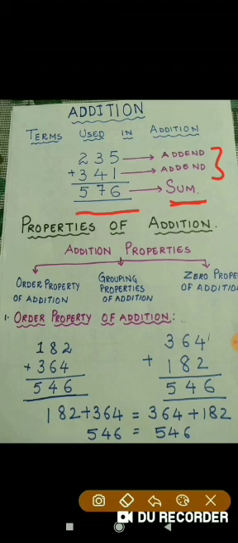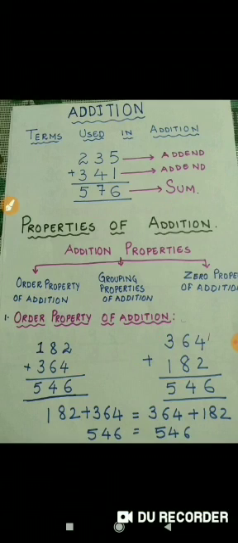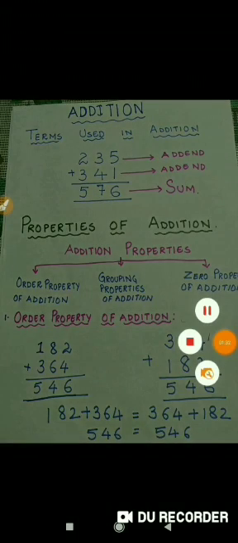When we add 182 and 364, we get the sum 546. Now let us change the order of the numbers: 364 and 182. Then also we get the same result, 546. Thus, changing the order of the addends does not change the sum. Therefore, we can say addition is commutative.